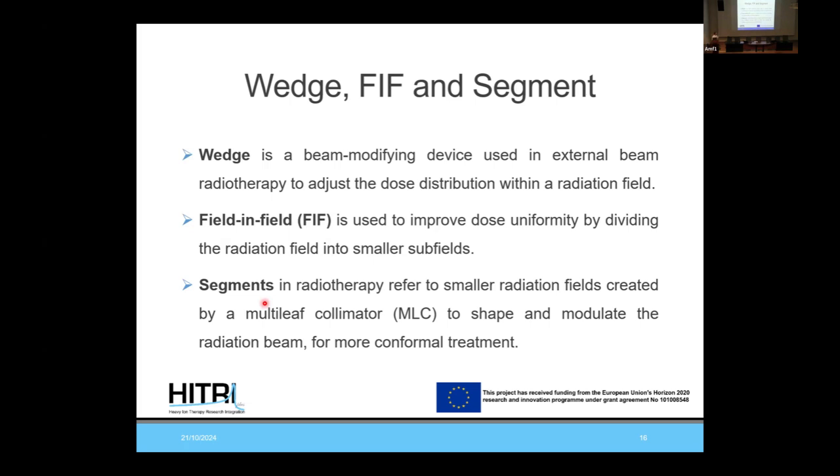Okay, segments refer to smaller radiation fields created by a multi-leaf collimator. The result is to shape and modulate the radiation beam so we can have more precision for the treatment.